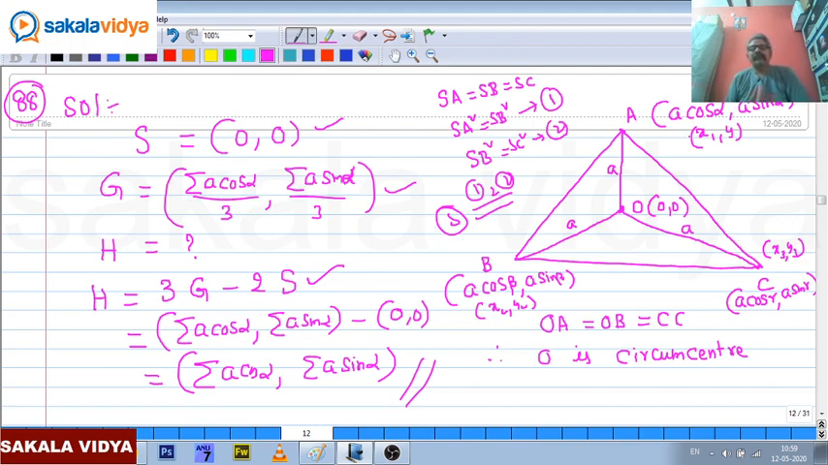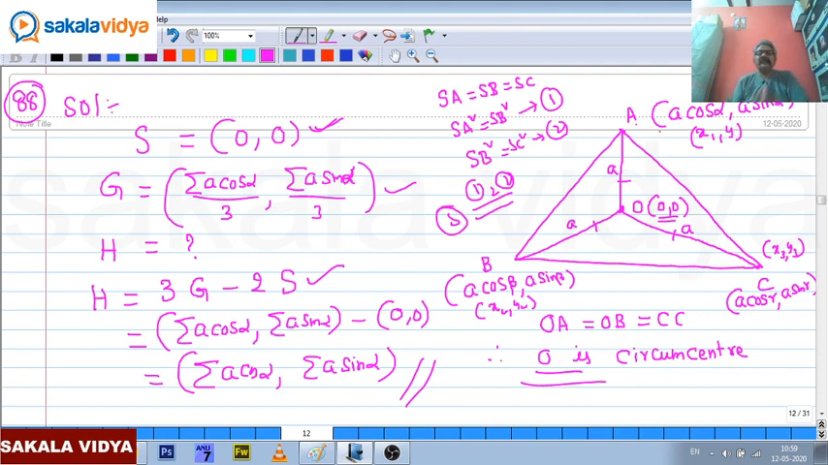See, this point A is at distance from 0 comma 0 to A cos alpha comma A sin alpha, which is A. The distance from 0 comma 0 to B is A, and the distance from 0 comma 0 to C is A. That means the origin is equidistant from the vertices. So obviously the origin becomes the circumcenter. This is the circumcenter.